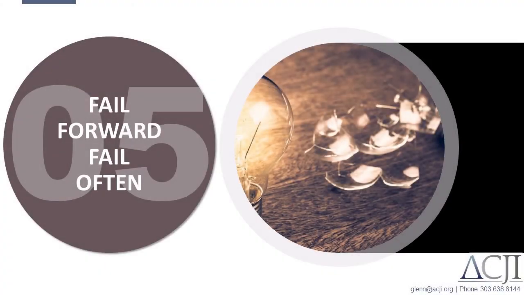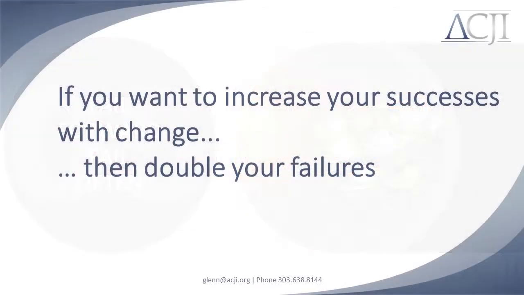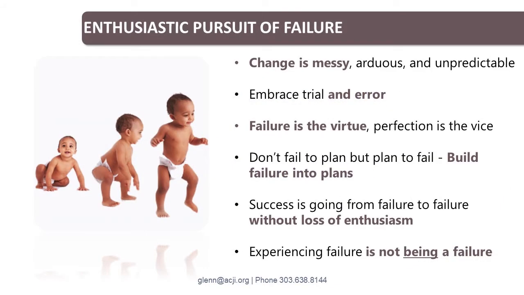Principle 5, fail forward and fail often. For some reason in our culture, we've made failure a vice and perfection a virtue. I tend to believe the opposite. I think perfectionism is a vice and failure is a virtue, and that's what drives Principle 5. The idea is that if you want to increase your successes with change, we have to intentionally double our failures. We have to have enthusiastic pursuit of failure because, again, change is messy and arduous and unpredictable and full of trial and error. Perfectionism, we've come to believe, is a good thing.